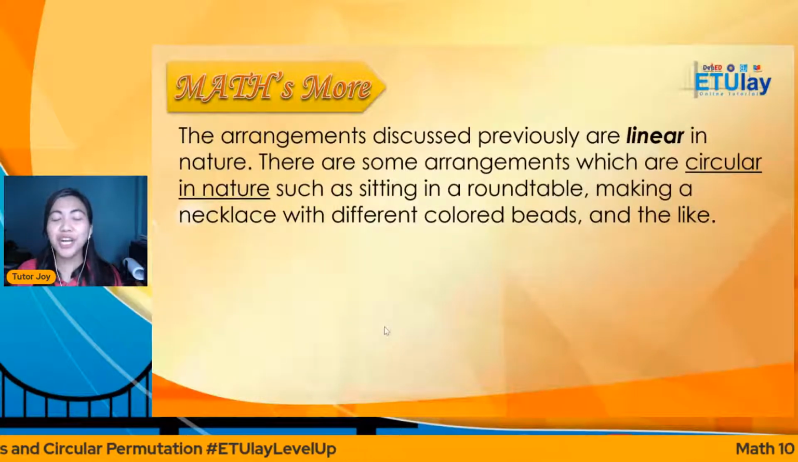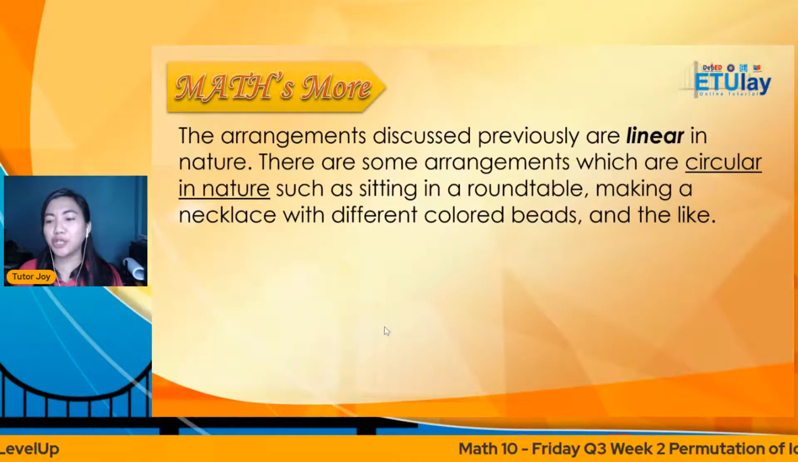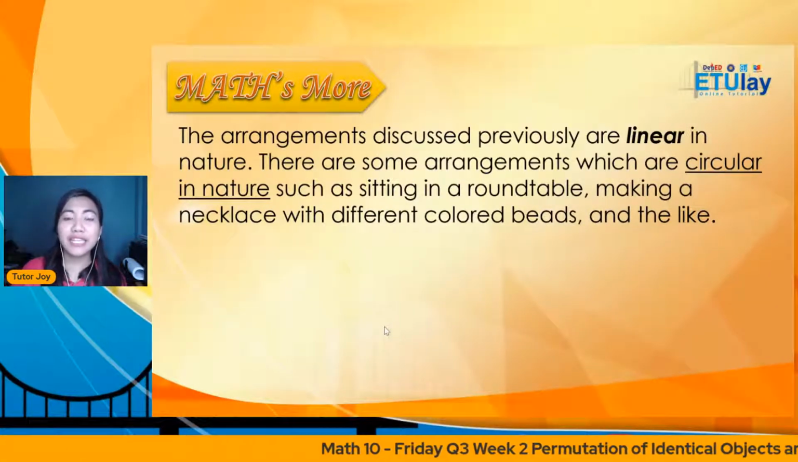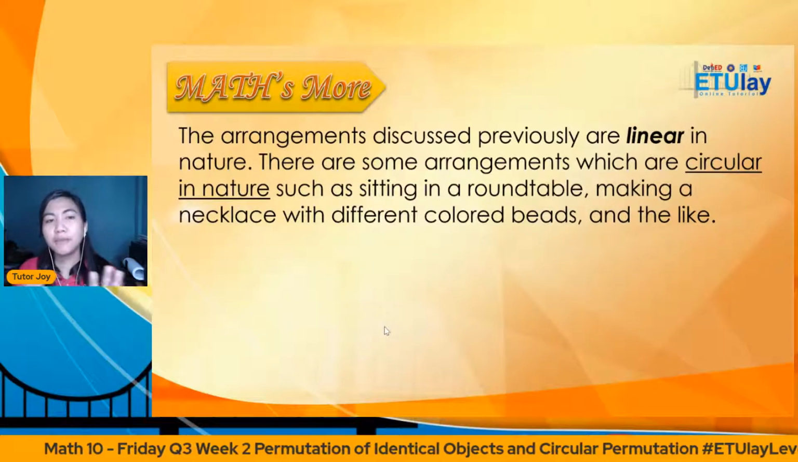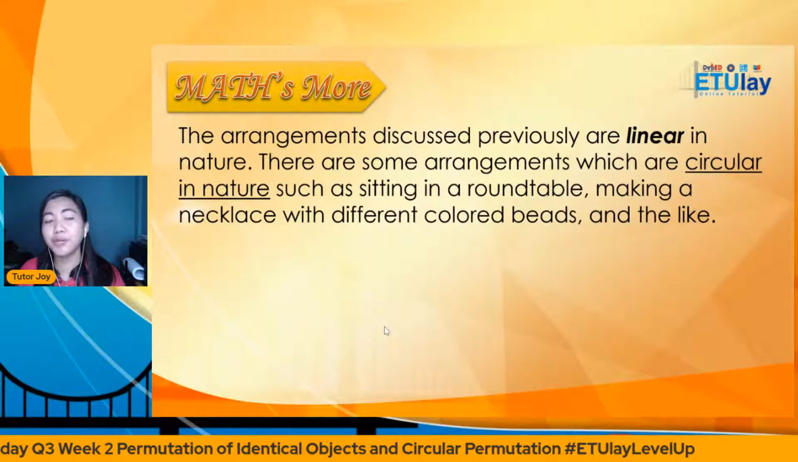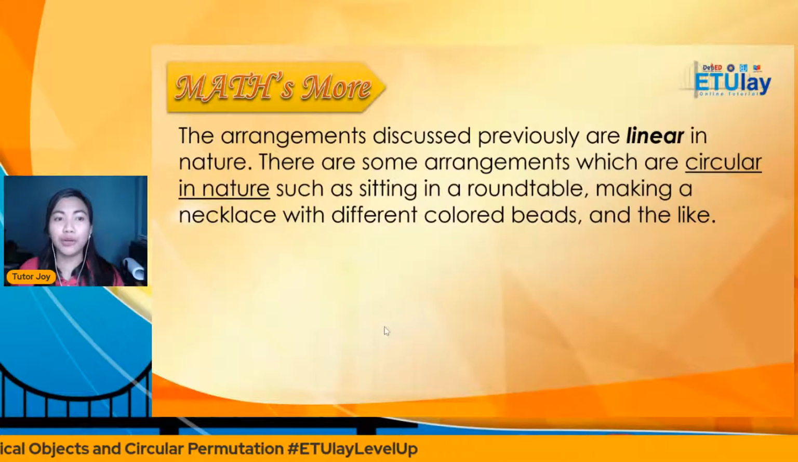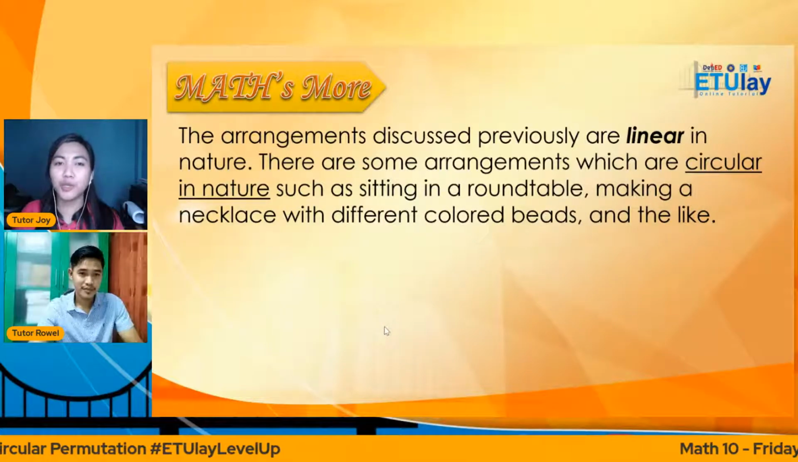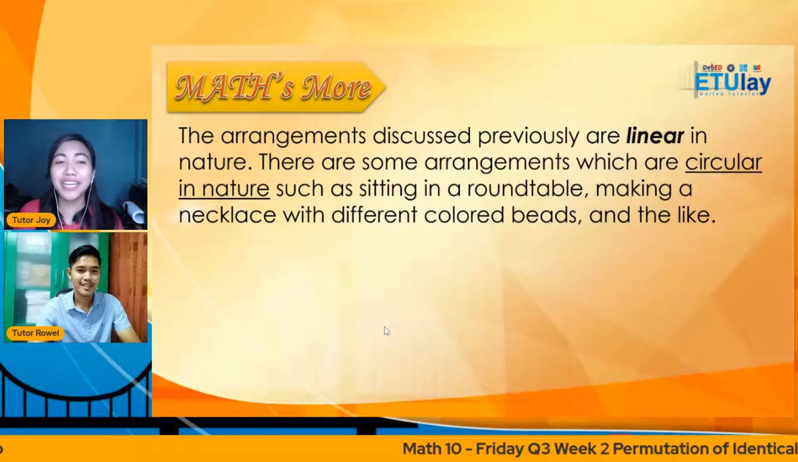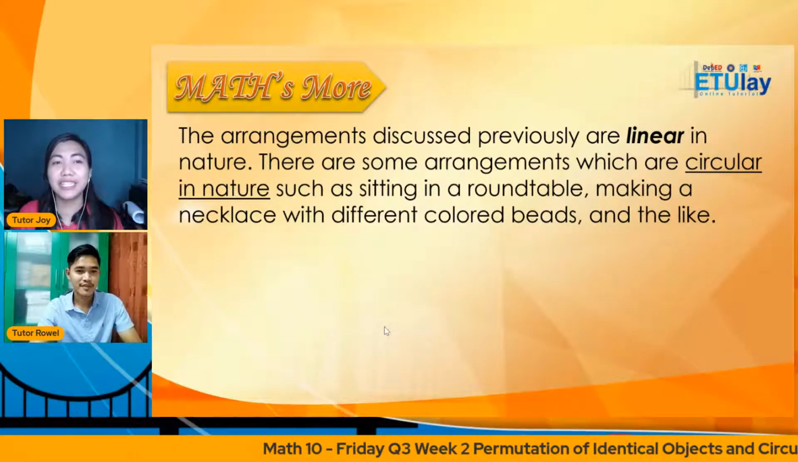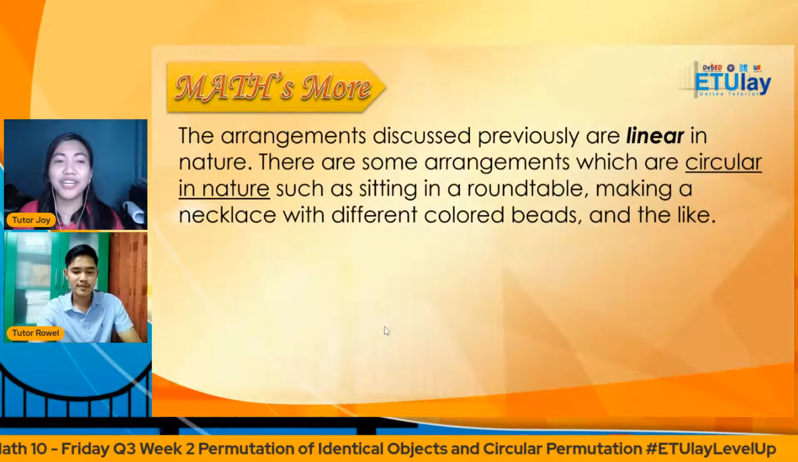So, math more. Sabi natin, pag-uusapan din natin ang circular permutation. You will observe that our previous examples are all linear in nature. Ina-arrange lang siya by row, pinagsusunod-sunod lang siya in a line formation. But there are also some arrangements which are circular or pabilog. Yun naman yung nature niya. For example, uupo ka sa round table, nandun ka sa campfire, o kaya meron kang necklace with different colored beads. So those are examples of permutations that are circular in nature.